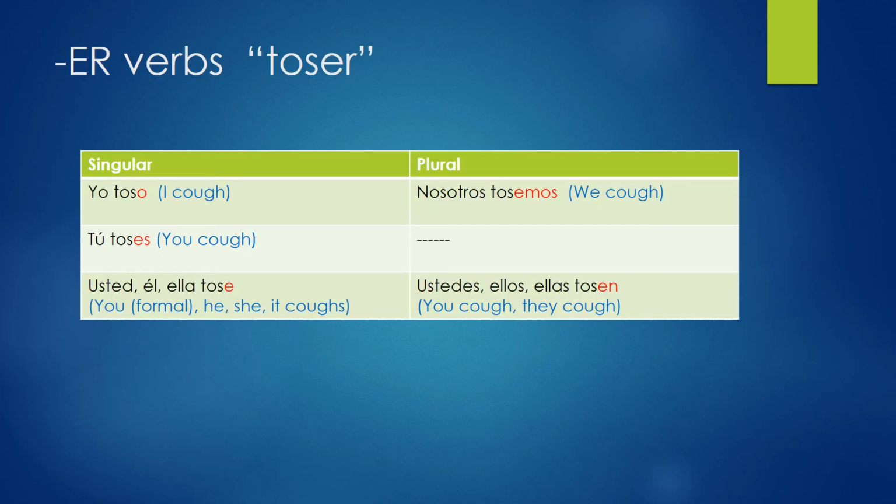We're going to use the verb toser, to cough. Yo toso, I cough. Tú toses, you cough. Usted, él, ella tose, you, he, she, or it coughs. Nosotros tosemos, we cough. Ustedes, ellos, ellas tosen, you cough, they cough.